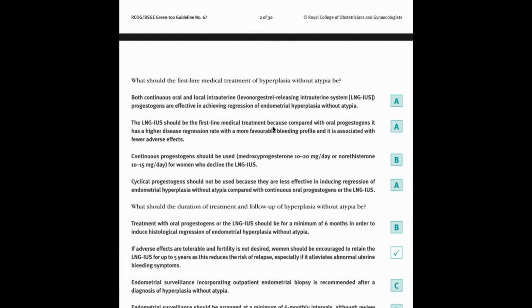So the Mirena should be the first line medical treatment because compared with oral progesterone, it has a higher disease regression rate with a more favorable bleeding profile and is associated with fewer adverse effects. You could use that in your counseling when you're taking her through the Mirena and the oral progesterone and comparing them to each other. Continuous progesterone should be used, which is medroxyprogesterone acetate, 10 to 20 milligram per day, or norethisterone, 10 to 50 milligram per day, for women who decline the Mirena.